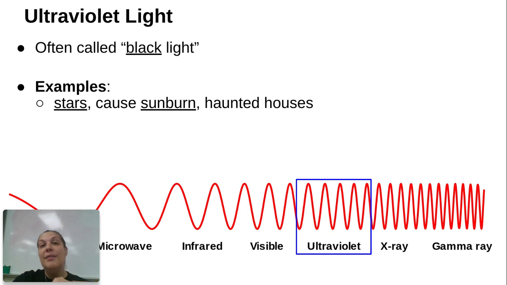This is the part of the electromagnetic spectrum that's being released from our sun that causes sunburn. So if you have too much electromagnetic energy, ultraviolet light, coming in contact with your skin, it can actually destroy your skin cells partially, and that is what causes sunburn. And haunted houses also use those black lights to add that spooky, scary effect.